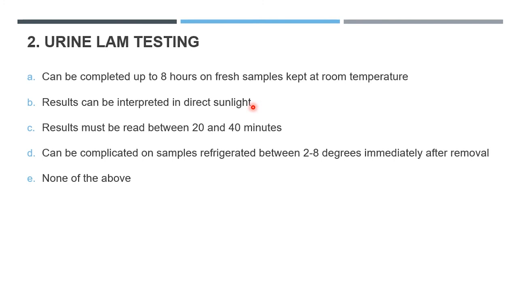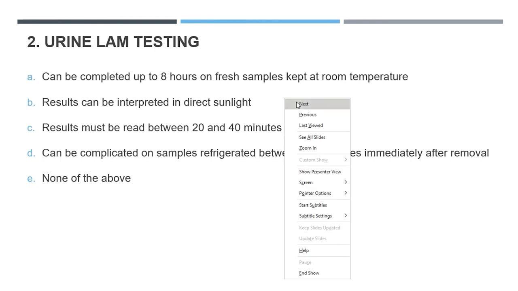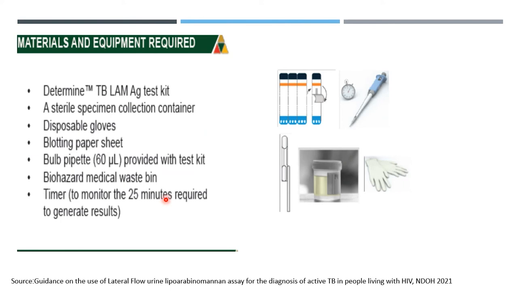Rochelle, the winner is A according to this poll, followed by C, and then a tie between D and E. Can we close the poll? Yes, thank you. For those of you who said A, give yourselves a round of applause, because A is the correct answer. I'm going to talk a little more about the actual testing and the reading of results in the next section.